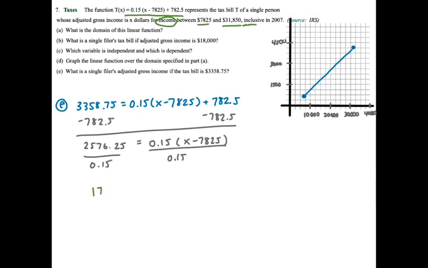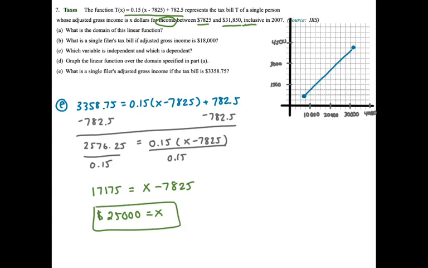That is going to give me 17,175 on the left, and then x minus 7,825 on the right. And then to get x by itself, just add 7,825, and we get $25,000 is equal to x. So somebody's annual income, somebody who makes $25,000 a year will pay $3,358.75 as their tax bill.